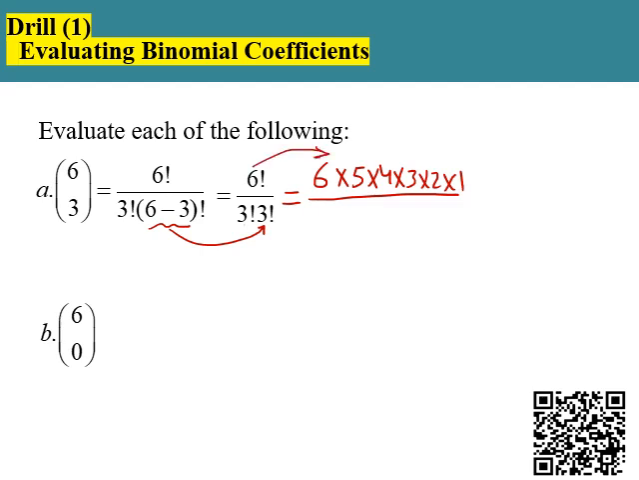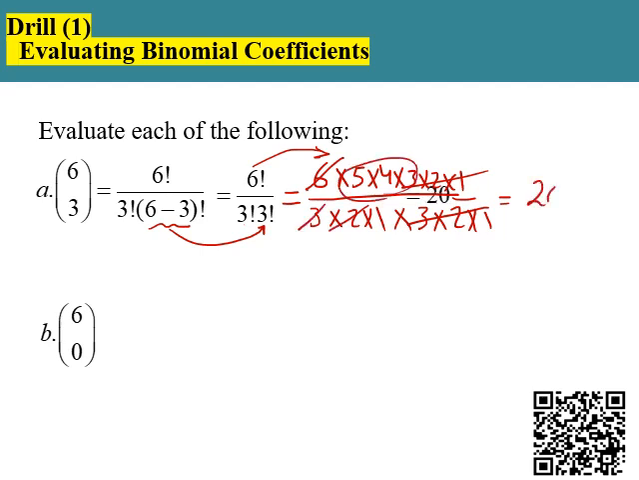And then 3 factorial, 3 times 2 times 1, times 3 factorial, 3 times 2 times 1. By cancelling 3 times 2 times 1 with 3 times 2 times 1, and cancelling 6 with 2 times 3, so 5 times 4 is equal to 20. So 6 above 3 is equal to 20. Later, while you are studying permutation and combination, you will find that 6 above 3 is like combining 3 terms out of 6 choices or 6 given elements.